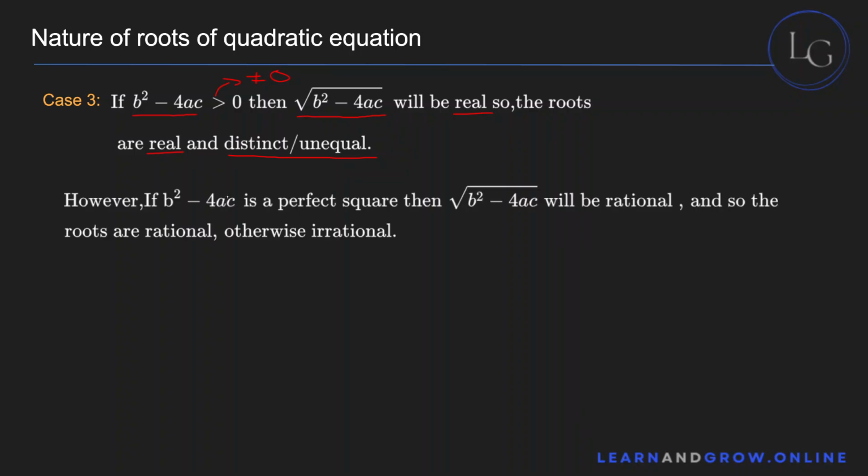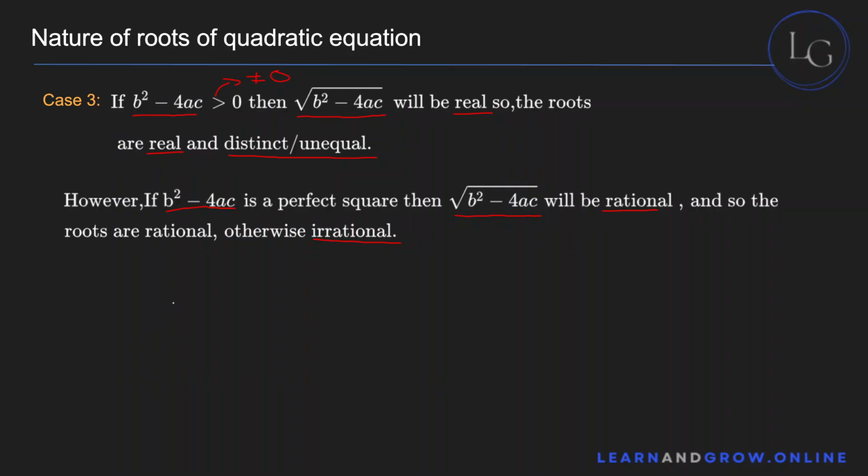And what you must also remember is that if b square minus 4ac is a perfect square, then this under root b square minus 4ac will be rational, otherwise it will be irrational. The roots will be rational if b square minus 4ac is a perfect square, otherwise irrational.